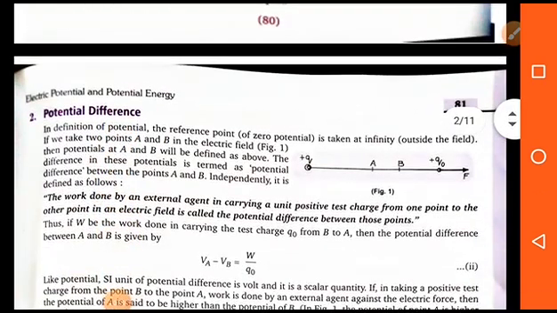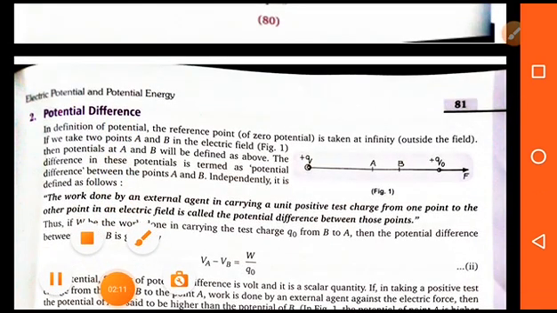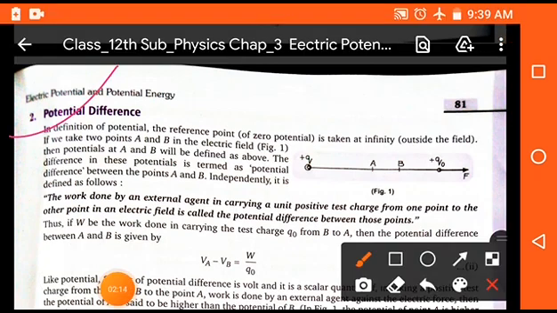The next topic is potential difference. If we take 2 points and carry a charge from point A to point B as shown in the figure, then the potential between these 2 points is known as potential difference, and it is given as VA minus VB is equal to W upon Q, where VA and VB are the potentials at points A and B, and the difference between these 2 points gives the potential difference between A and B.